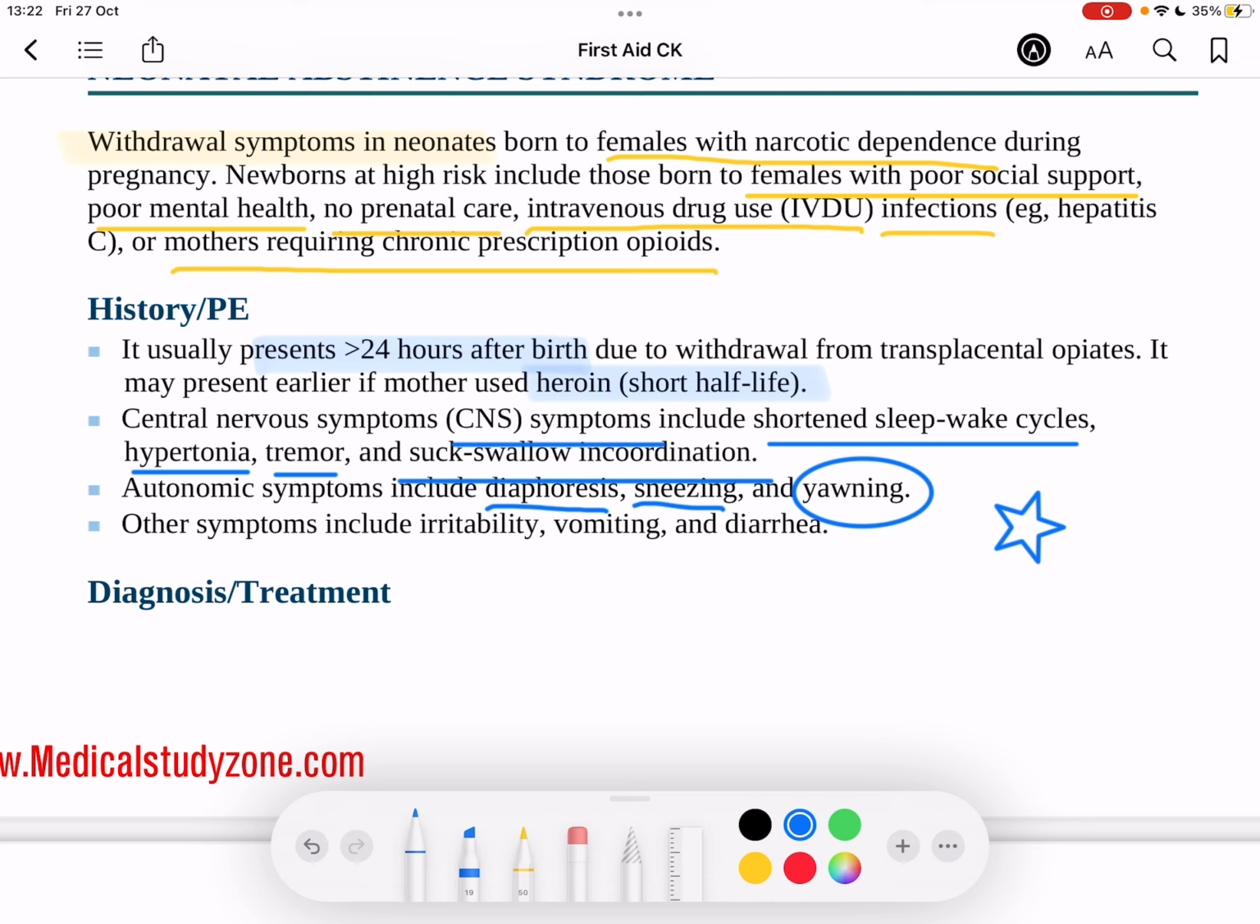But if you're looking at a woman who has maybe poor socioeconomic status, history of IVDU, baby is born and 24 hours after birth starts to get tremoring, diaphoresis, yawning, and hypertonia, I would be considering neonatal abstinence syndrome.